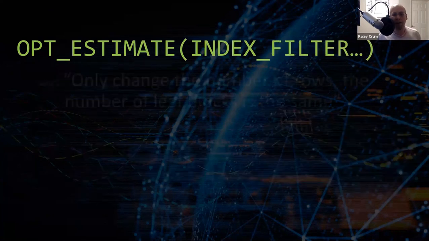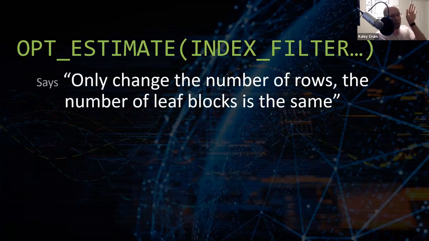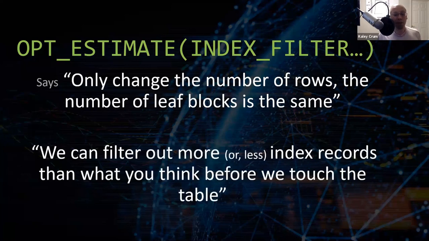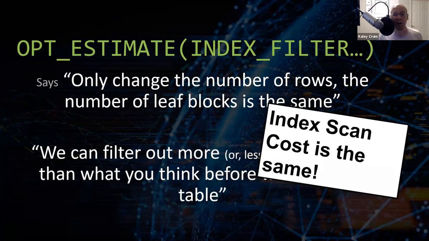The other one, index filter, says you have an accurate representation. We are scanning this many records within the index, but we're able to apply filters before we do table access by row ID. So when we jump from our index and do that table access by row ID after accessing the index, we're actually able to filter out more records as a result. And so either more or fewer records. What this means is we can filter out more or fewer index records than what you think before we have to go and touch the table. And if we use the index filter, that means that the cost of scanning the index is going to be the same.